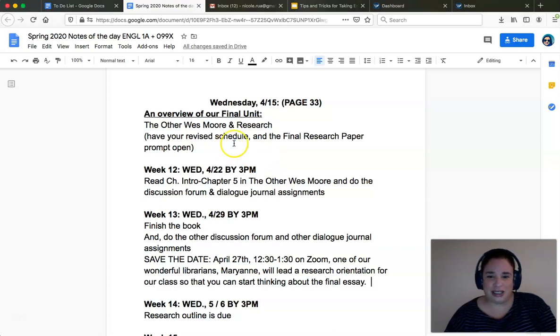What you will need to follow along is our revised schedule, which was attached to the email, and also the final research essay or paper prompt. I will be going over that later. As usual, these notes are in our notes of the day, and I usually include a link to that in the email I send. And here we are on page 33.